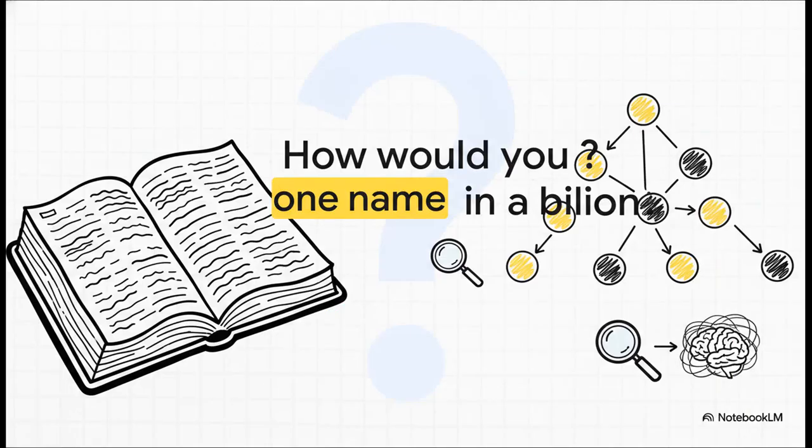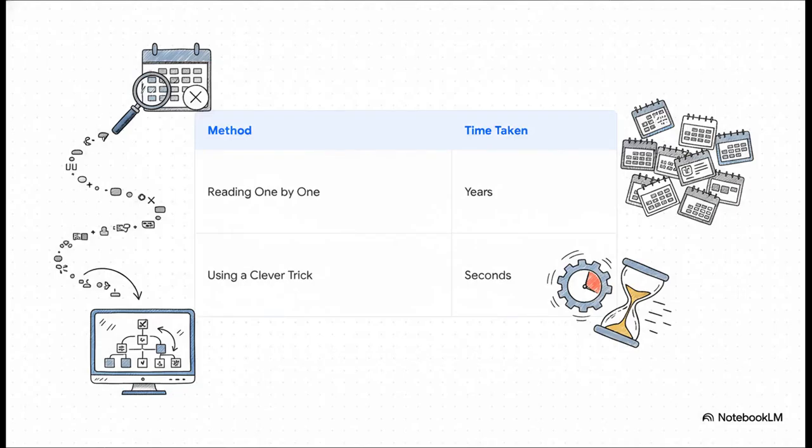Okay, let me ask you this. Imagine you've got a phone book with a billion names in it, and you need to find just one. How would you do it? I mean, you're not going to start at the letter A and just read every single name, right? Of course not. Your brain just instinctively knows there has to be a better way. And the difference between those methods is just insane. Reading one by one could literally take you years, but using that clever trick, seconds. Computers are up against this exact same problem, and believe me, they use a very clever trick.